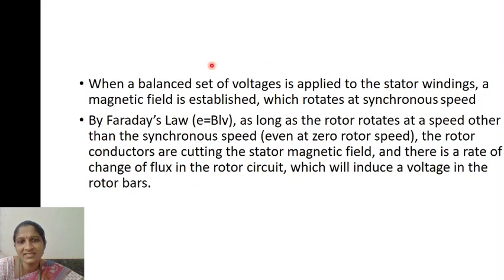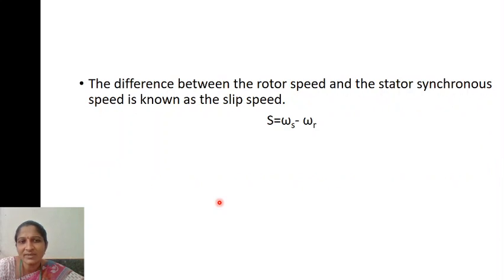The principle of these induction machines is that when a balanced set of voltages is applied to the stator windings, a magnetic field is established which rotates at synchronous speed. By Faraday's law, E is equal to BLV. As long as the rotor rotates at a speed other than the synchronous speed, the rotor conductors are cutting the stator magnetic field, and there is a rate of change of flux in the rotor circuit, which will induce a voltage in the rotor bars.